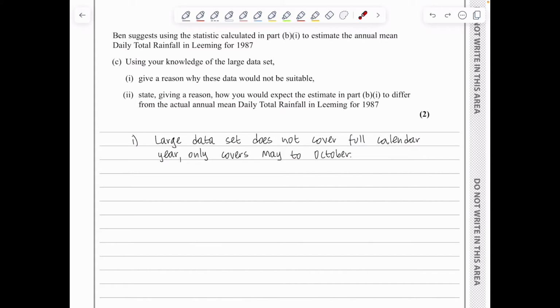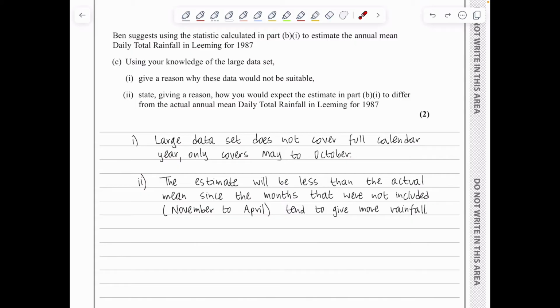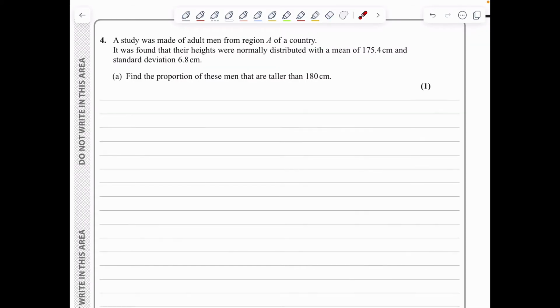And in II, we need to state, giving a reason, how we would expect the estimate we obtained in BI to differ from the actual annual mean daily total rainfall in Liming for 1987. Well, as we said, the large dataset covers from May to October, so we are not including November to April, which tend to be the wet months, which give more rainfall, and therefore we expect the estimate to be less than the actual mean.